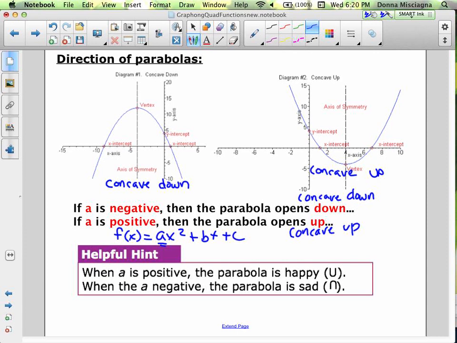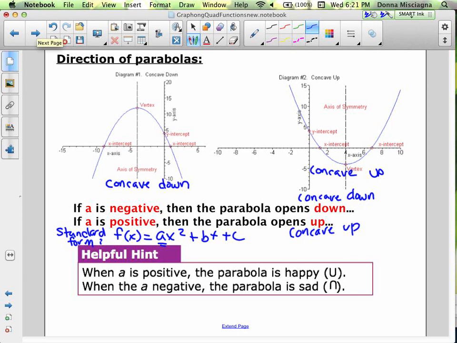Or you can think of it like a cup. If A is positive, the cup holds the water, it's concave up. If A is negative, all the water falls out, it's concave down. So I wrote one type of equation on the board. This one is called standard form. We use this one when we're solving with quadratic formula or with factoring.